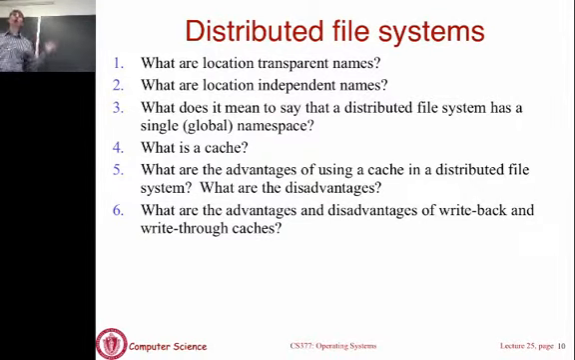So if the file name can be the same regardless of where the file is, then we can say that has location independence.